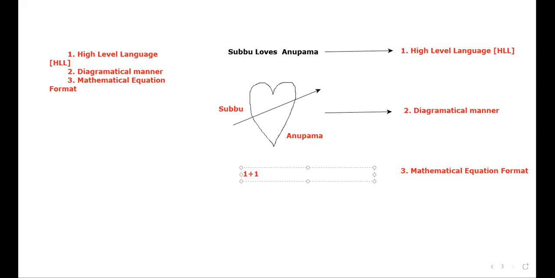I want to express that Subbu is loving Anupama. That's the reason I'll say 1 plus 1 is equal to 3. And now tell me, it is also expressing the same thing. If you see Subbu loves Anupama, that also makes sure that Subbu is loving Anupama. It's a high level language, and the diagrammatical manner: see here, Subbu, an arrow mark, Anupama, Subbu is loving Anupama. Similarly, please observe 1 plus 1 is equal to 3 between Subbu and Anupama. Don't you think they are loving each other?